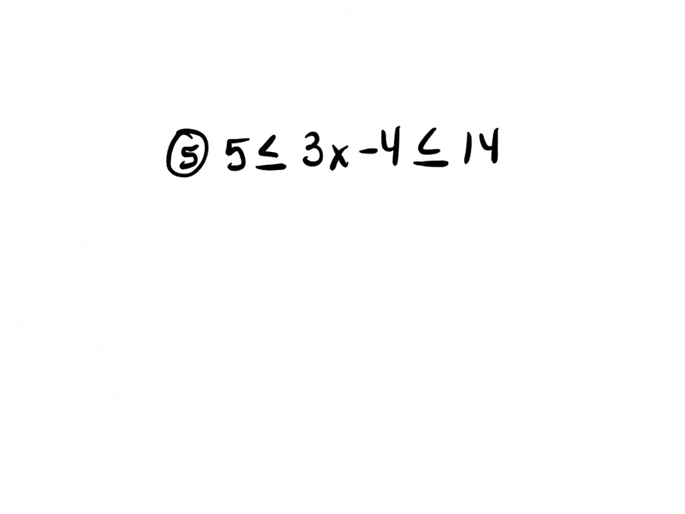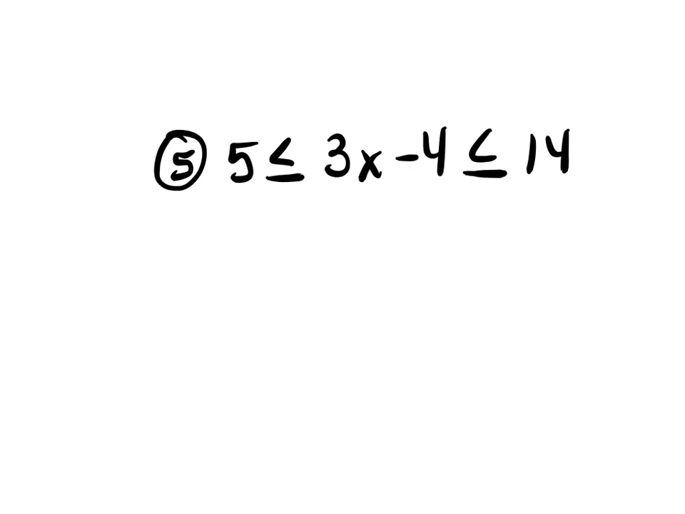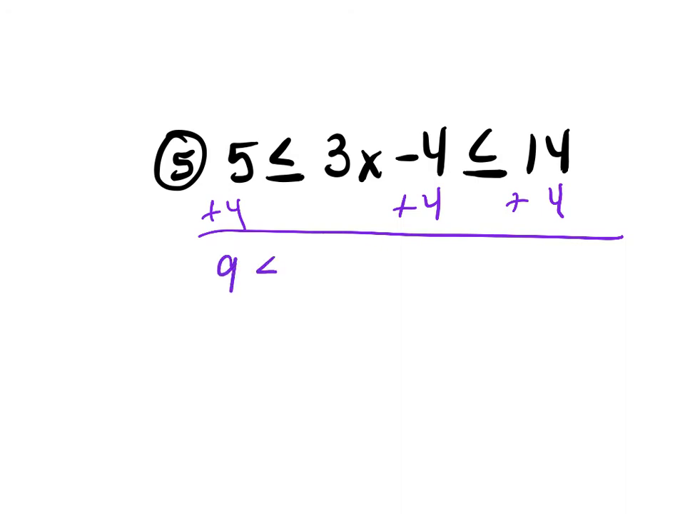All right. How did we do these ones again? I forget. You want to get rid of the 4. Good. We want to get x all by itself, but in the middle. So I'm going to add 4 to both sides. Whatever you do to one side of the inequality sign, you have to do to the other. So I have 9 less than or equal to 3x less than or equal to 18. Divide everything by 3, right?